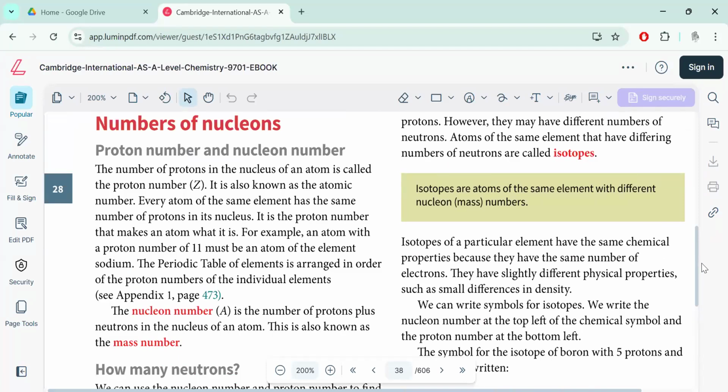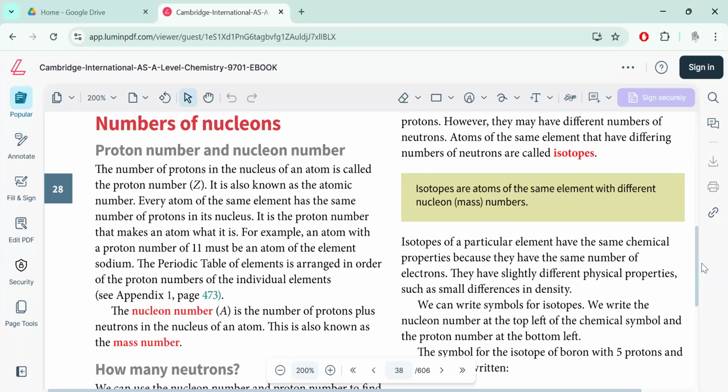Okay, so proton number and nucleon number. The number of protons in the nucleus of an atom is called the proton number. You can symbolize it as Z. It's also known as the atomic number. Every atom of the same element has the same number of protons in its nucleus. It is the proton number that makes an atom what it is. For example, an atom with a proton number of 11 must be an atom of sodium.